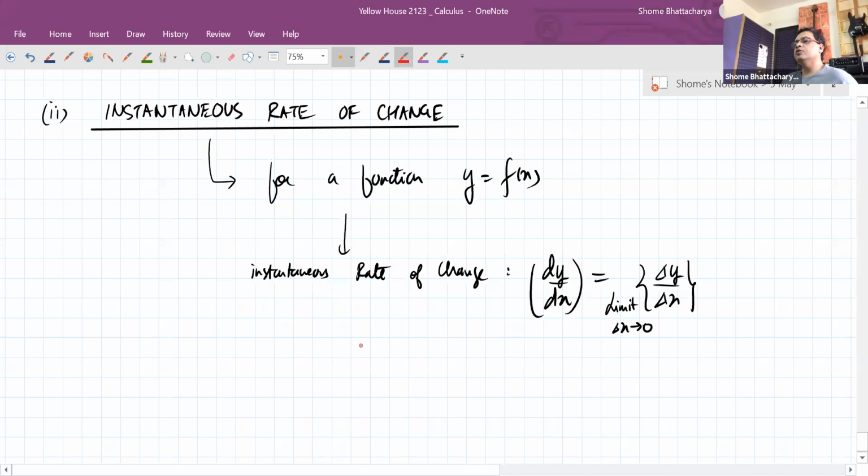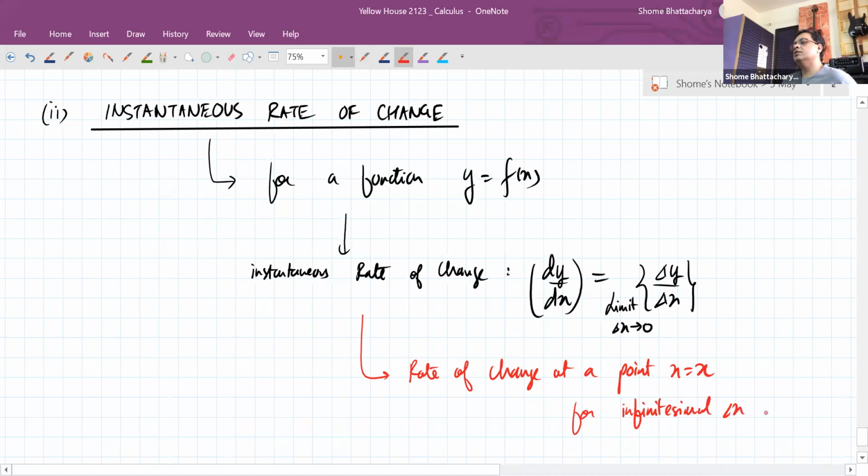So instantaneous rate of change is the rate of change at a point x equal to x, not for an interval. Okay, and for what we call an infinitesimal delta x. So infinitesimal means that it is tending to 0. It's extremely small, so it is tending to 0.